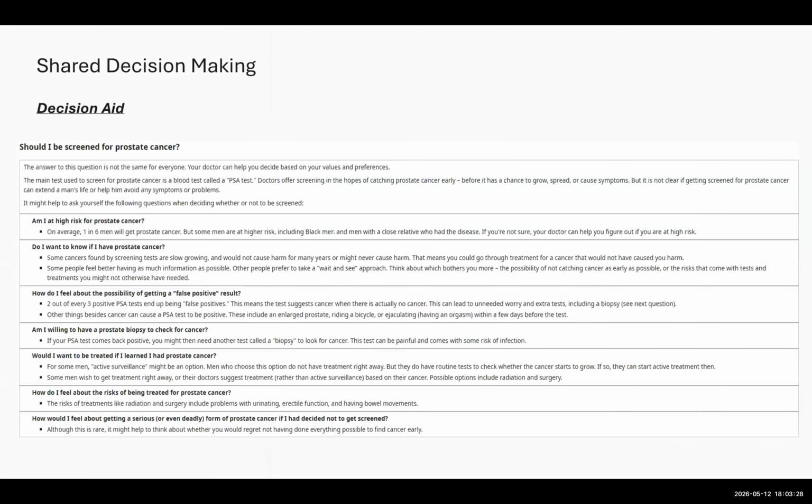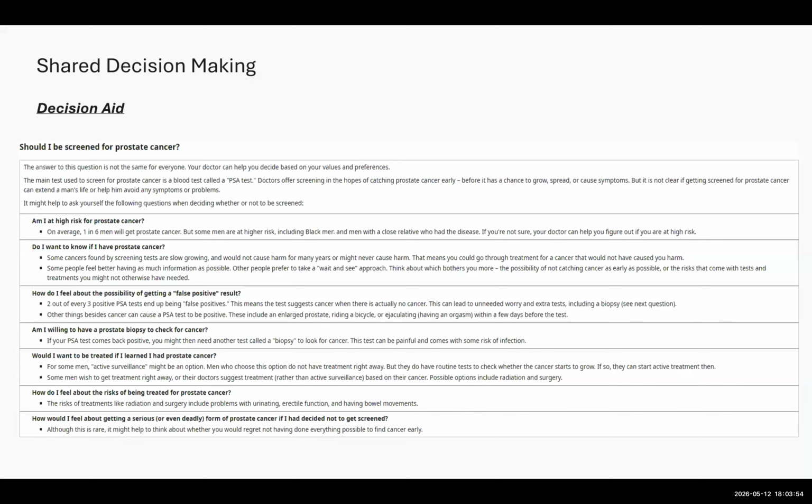Now, we utilize a decision aid in shared decision making, and it basically is an evidence-based tool that assists patients in making their decisions. And these tools could be a wide variety of things. It could be pamphlets, books, websites, anything that will give patients information, and they can be used prior to the consultation, and could even be used during the consultation.